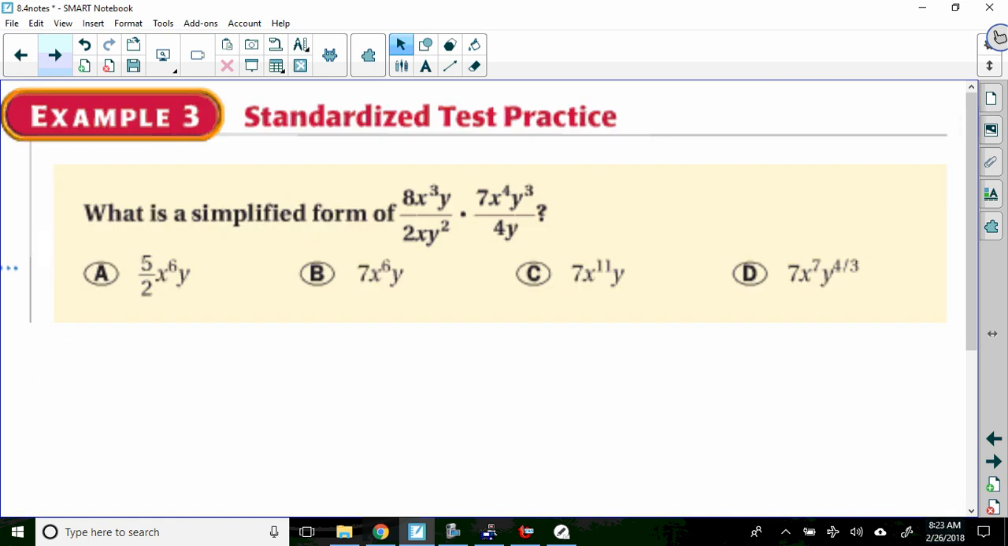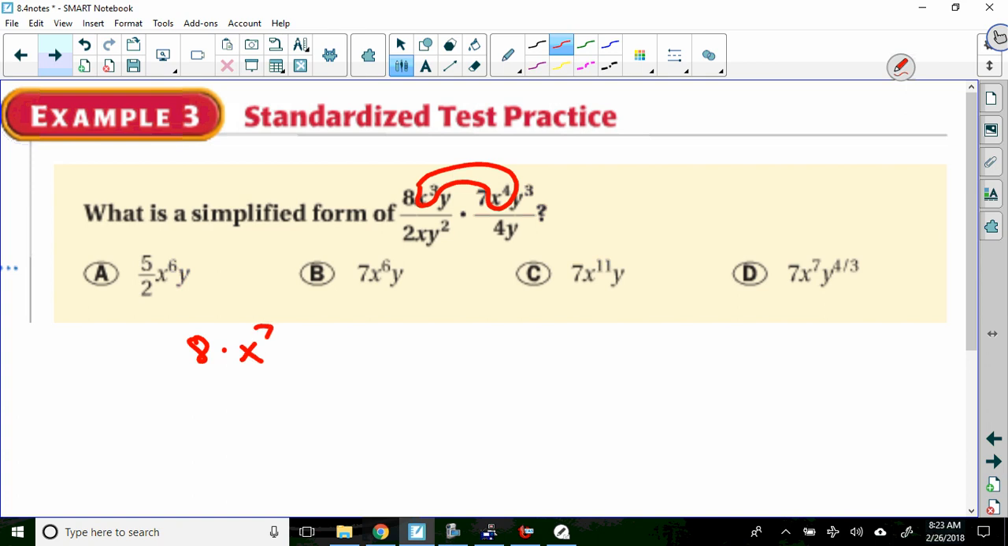Yeah, check this one out. On something like this, remember, make a big fraction. 8 times, hopefully you remember your exponent rules, x to the third times x to the fourth. X to the third times x to the fourth, that's going to make what in the numerator? X to the 7th, good. And then y times y cubed is going to make what? Y to the 4th in the numerator.